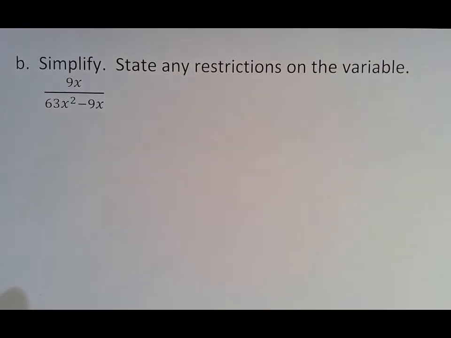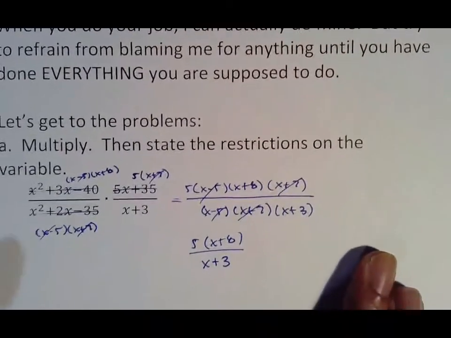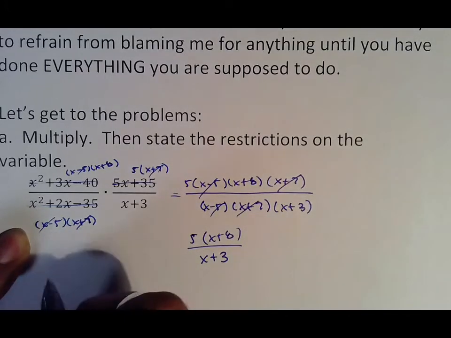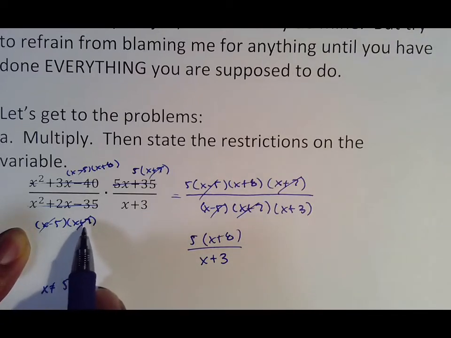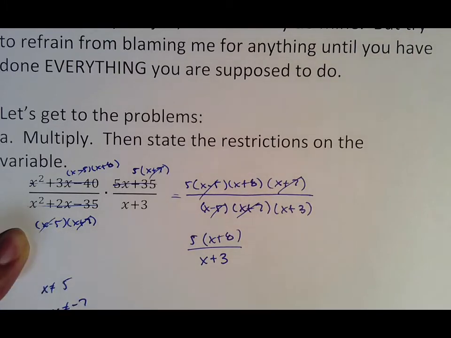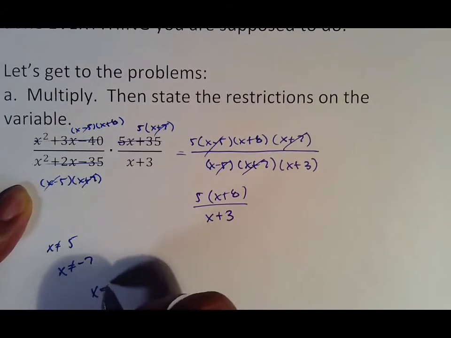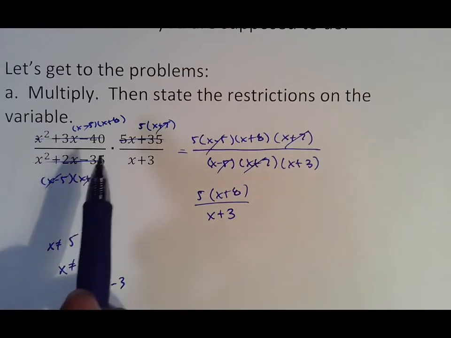B, again, restrictions. When you do these kinds of problems, the key thing you want to do whenever they talk about restrictions is you want to look at the denominator and say if x minus 5 is a factor, then x cannot equal 5, because putting a 5 in there makes that 0. You also want to say, again, it's pretty much just solving. x plus 7 means that x cannot equal -7, because a -7 would make that 0. And here also x plus 3 means x cannot equal -3, because plugging in -3 also makes that 0, and you cannot have 0 on the bottom.